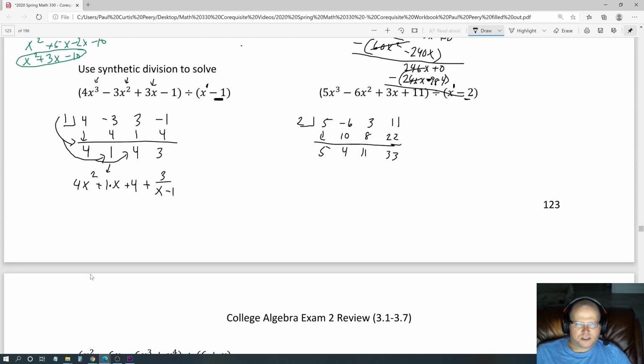All right. We started with an x cubed here, right? We had a cube, so now we're going to go down to 2. So now it's 5x squared plus 4x plus 11, plus 33. We're past the constant though, so this is our remainder, and we're going to put it over the original x minus 2 as a remainder.